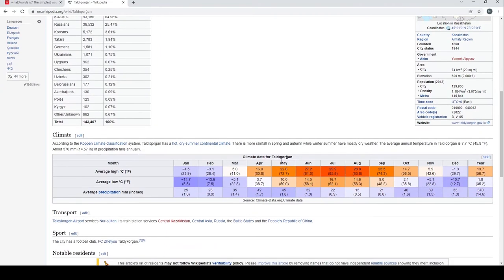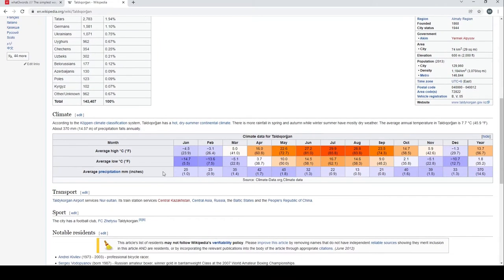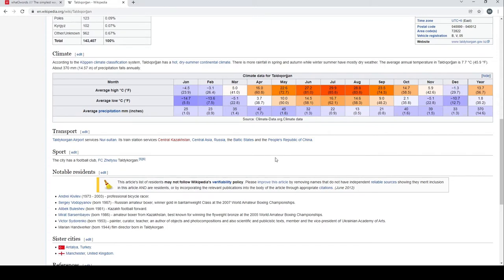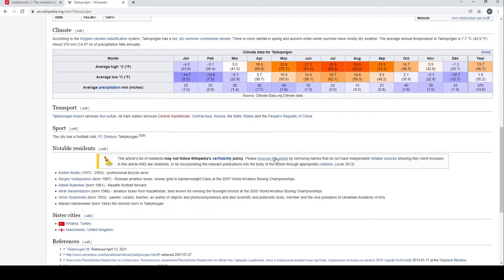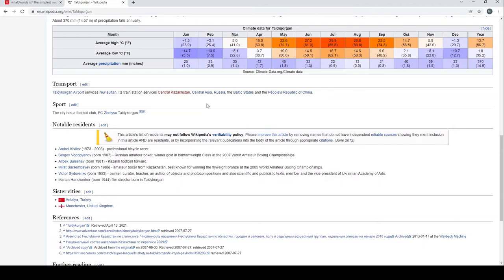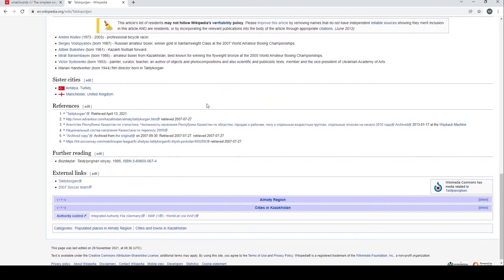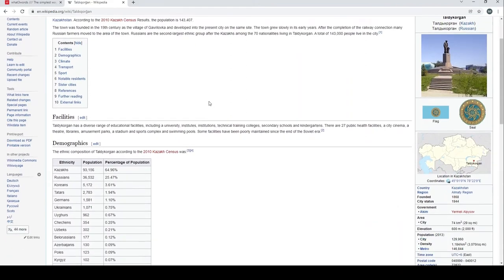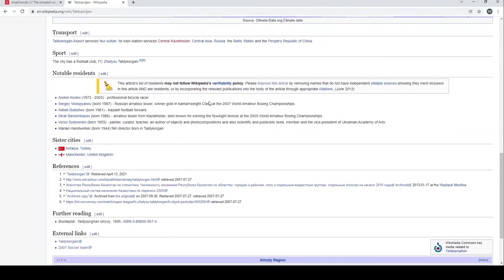So there you go. It gives us a bit of information here on the climate. There's airport service near at Nur Sultan, and a train station at Central Kazakhstan. The city has a football club, FC Zhetysu Taldykorgan. I'm probably completely bastardizing all of these names, so if you are from this town or from Kazakhstan, then I do apologize. Notable residents: Andrei Kivilev, 1973 to 2003, professional bicycle racer.